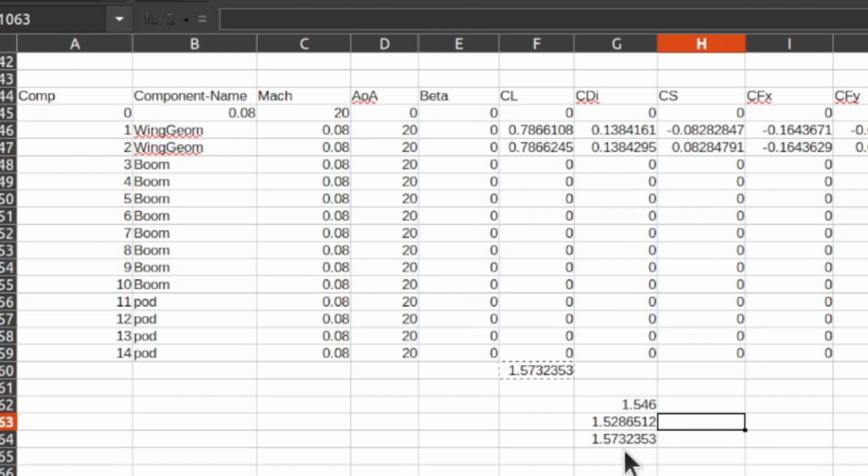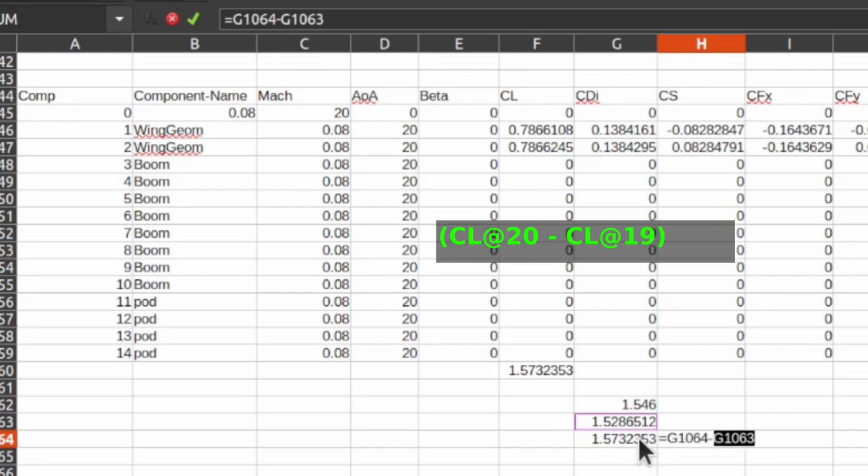All right, what's the difference between these 2 values of coefficient lift? So I'm going to do equals that one minus that one. So our 20 degree coefficient lift minus our 19 degree coefficient lift. So that's a difference of 0.0445. Okay, now what's the difference between this one and our lower one? So that is going to equal this one minus this one.